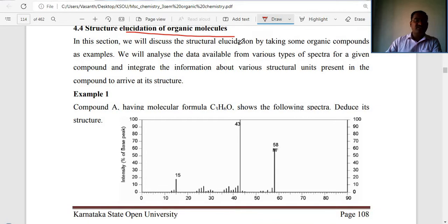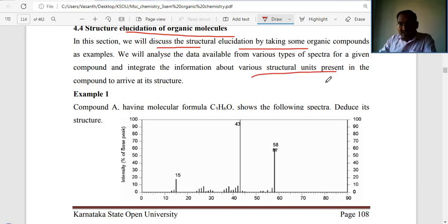Structural elucidation of organic molecules. In this section, we will discuss structural elucidation by taking some organic compounds as examples. We will analyze the data available from various types of spectra for a given compound and integrate the information about the various structural units present in the compound to arrive at its structure.